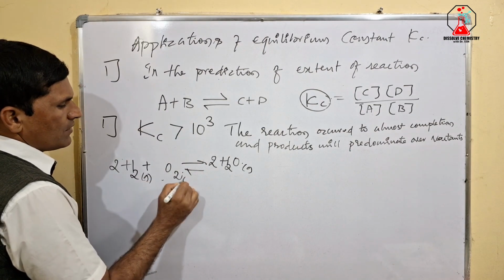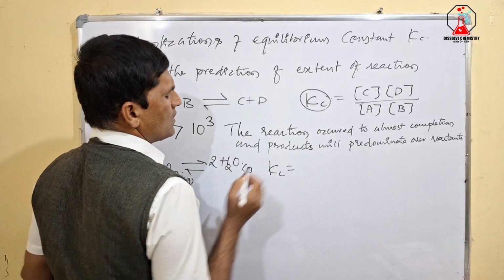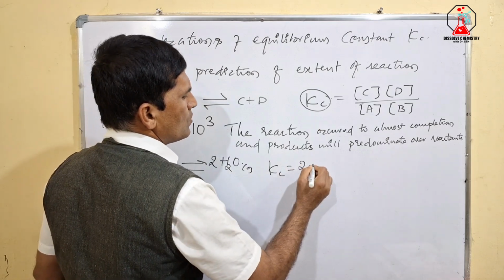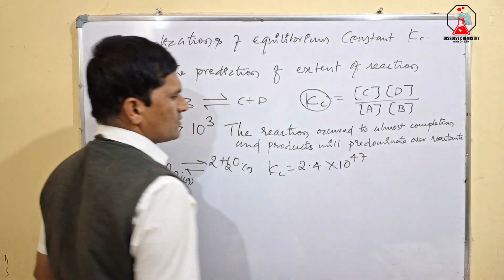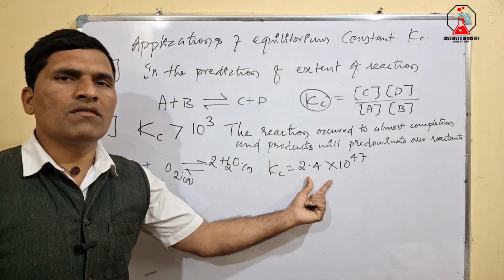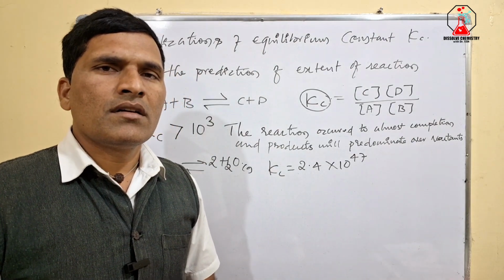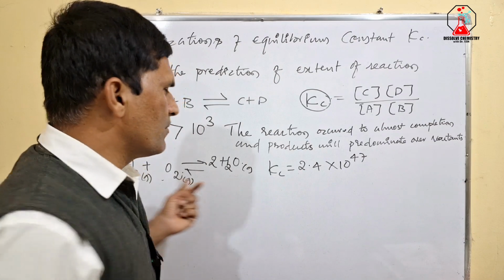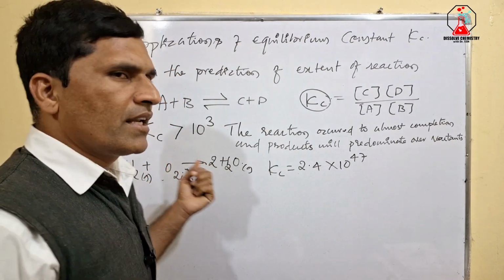Its equilibrium constant Kc is equal to 2.4 into 10 to the power 47. You can see that it is almost on the verge of completion, and it means that at equilibrium the concentrations of H2 and O2 will be very low.